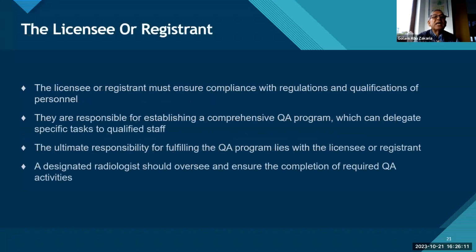Here, licensee and registrant. Here there are actually 4 people. One is the licensee or registrant. It can be a director of the hospital. It can be a CEO of the hospital. And the CEO of the hospital is not a radiologist. So he transfers his responsibility to the radiologist, medical physicist, and of course the radiographer. But the official responsibility lies in his hand. This is very important.